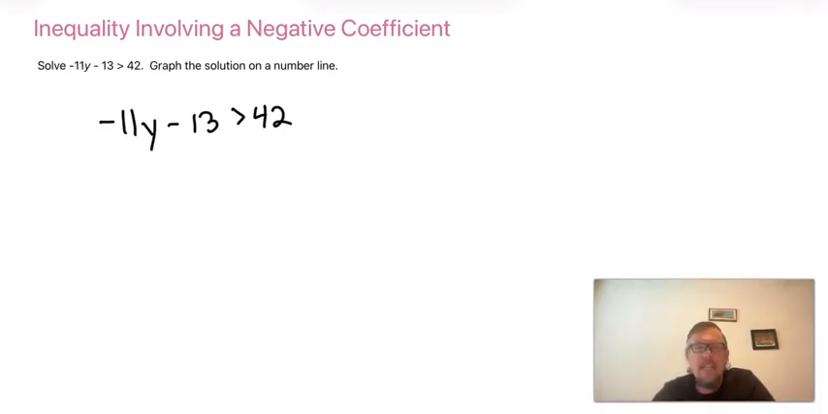And that means that inequality symbol, which right now is a greater than, is at some point going to flip and become a less than. That's all a negative coefficient means, is in the back of your mind, you need to be thinking at some point I'm going to divide by a negative, and that means flip the inequality.